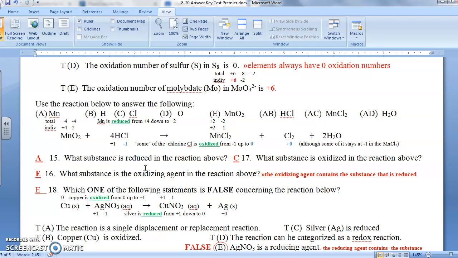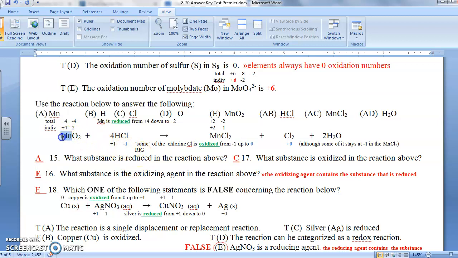Reduced. If you remember, OIL RIG, reduced, RIG. Reduced is gain in electrons or gain in control of electrons. RIG, gain in control. So that means if you're reduced, your oxidation number must go down. So let's find out whose oxidation number is going down.